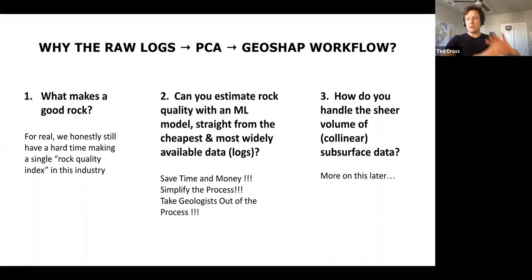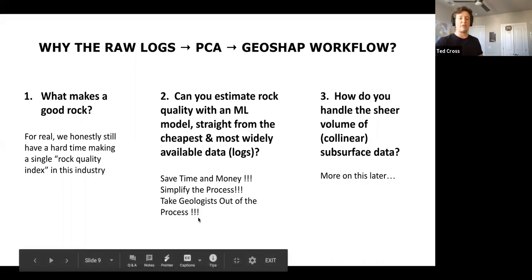Okay, so that is 20 minutes of context for you about general subsurface approaches and thoughts. Now, switching gears, the workflow we're presenting today starts from raw well logs that we run through a principal component analysis, we put those principal components into our model, and eventually out the end pops GeoSHAP, essentially the machine learning rock quality index.